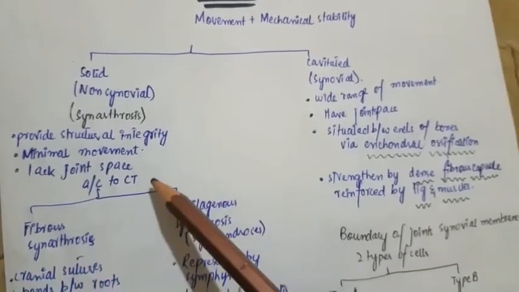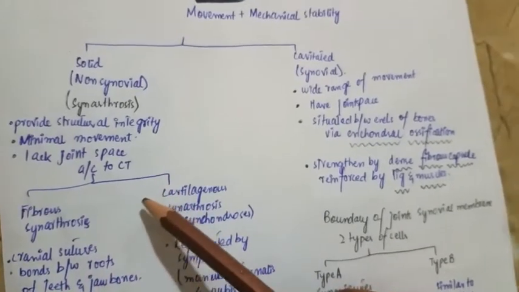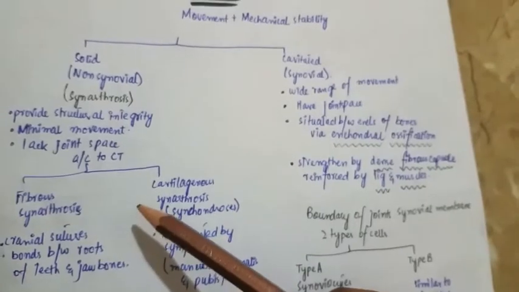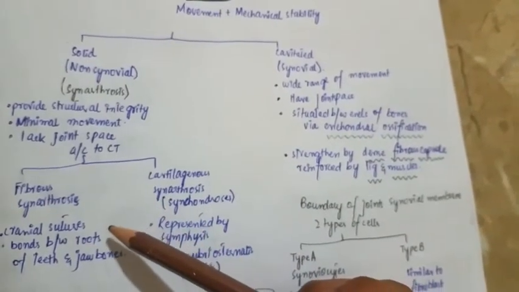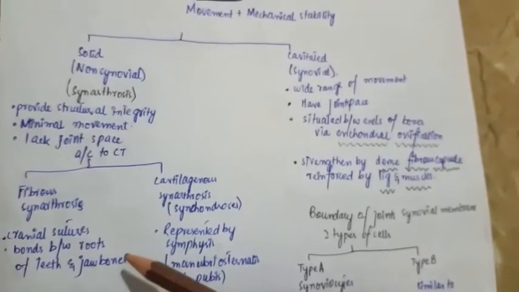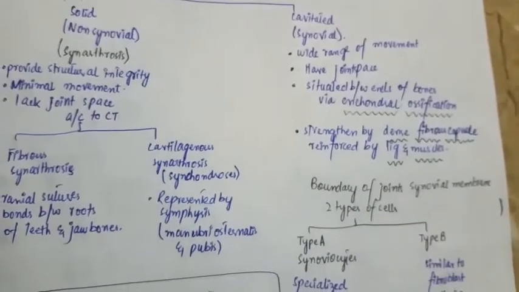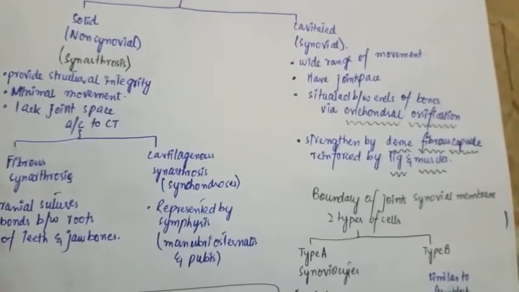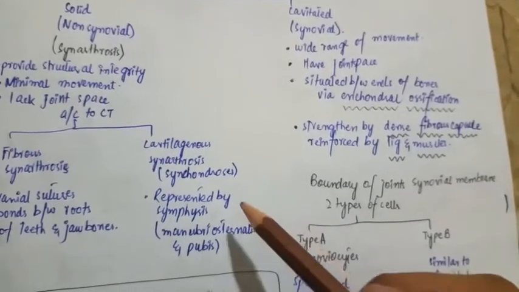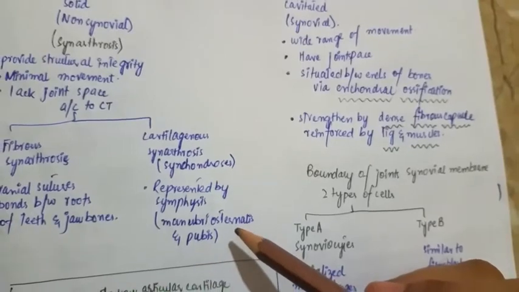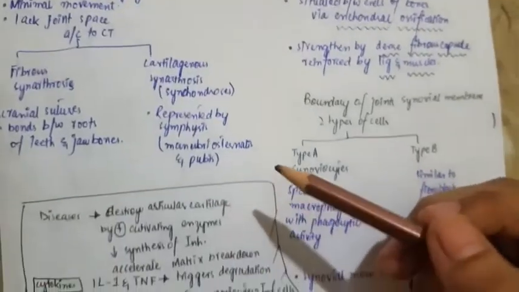cavity. They are classified according to the connective tissue: the fibrous synarthrosis and the cartilaginous synarthrosis. The fibrous synarthrosis are present between the cranial sutures. They provide the bond between the roots of the teeth and the jaw bones. The cartilaginous synarthrosis are also known as synchondrosis. These are represented by the symphysis, the manubrium sternalis and the pubis.